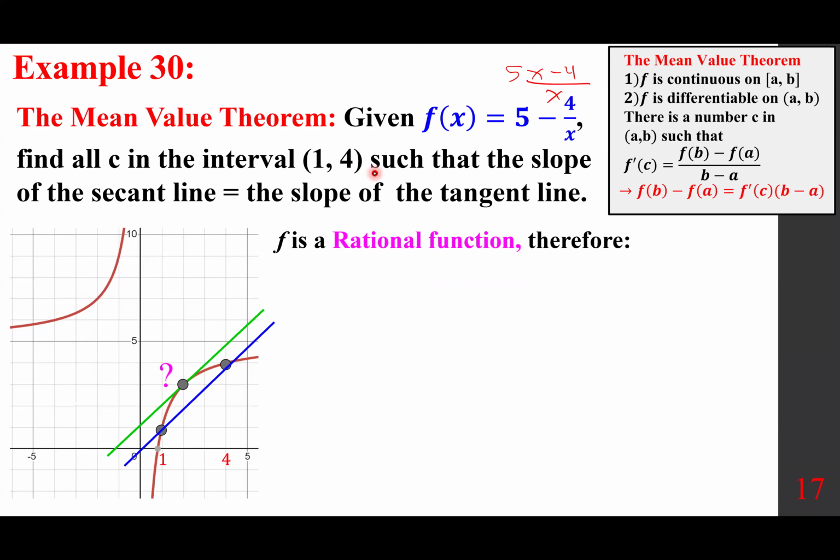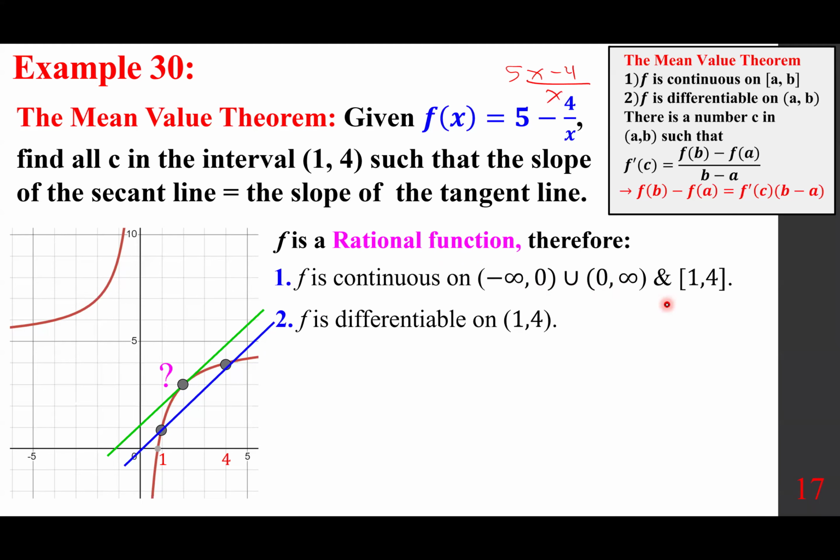Now, we have to look at each case. We understand this is a rational function, and a rational function is continuous in its domain. The domain x can't be 0. The domain is all real numbers except 0. That's how you write it. And of course, 1 to 4 is a part of that. Therefore, it makes it continuous in 1 to 4 and differentiable in the open interval of 1 to 4. It's a rational function. Please understand this means 0 has been excluded. So that's pretty straightforward.